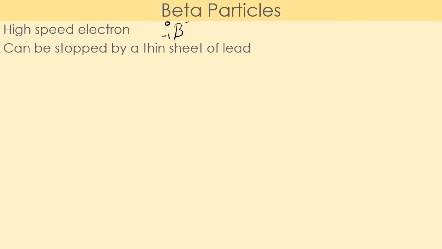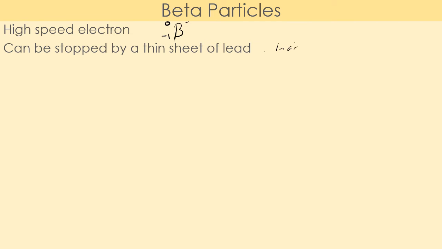We're now going to have a look at beta particles. So beta particles are a high-speed electron. We write them as -1 there, so it's -1 protons. It's the opposite to a proton. It has no mass, and it is a beta particle. I'll put a little minus there because we can get positive ones, but you don't need to worry about that at the moment. They can be stopped by a thin sheet of lead.